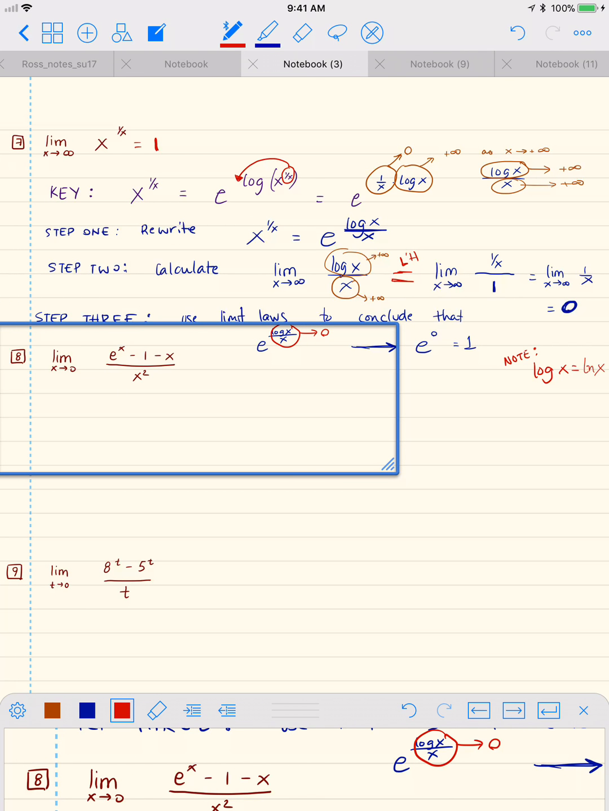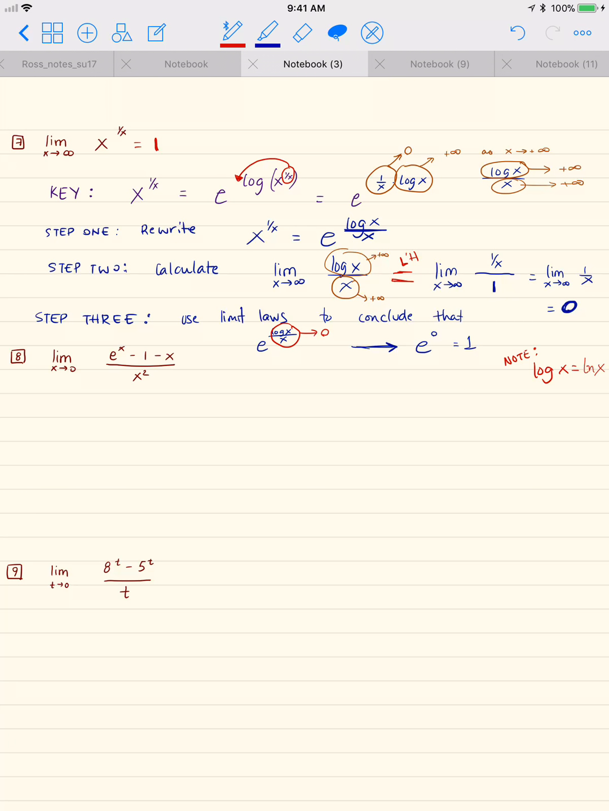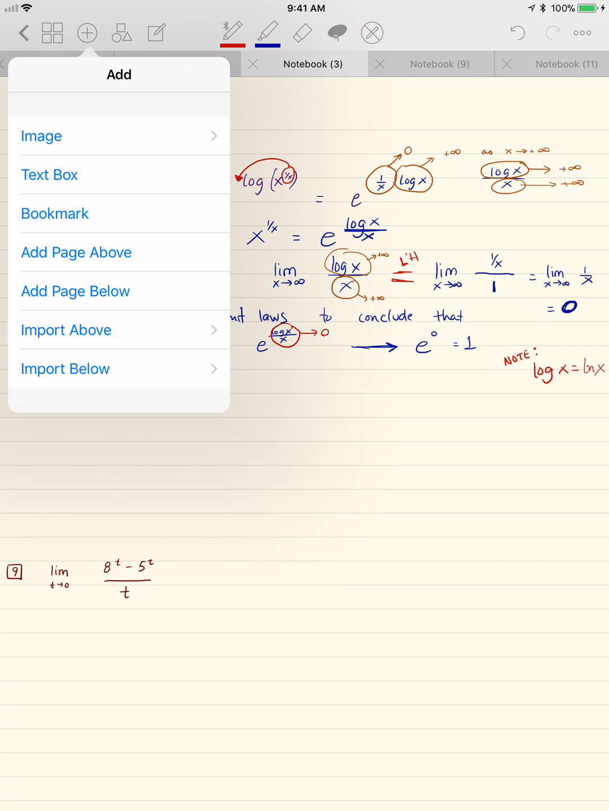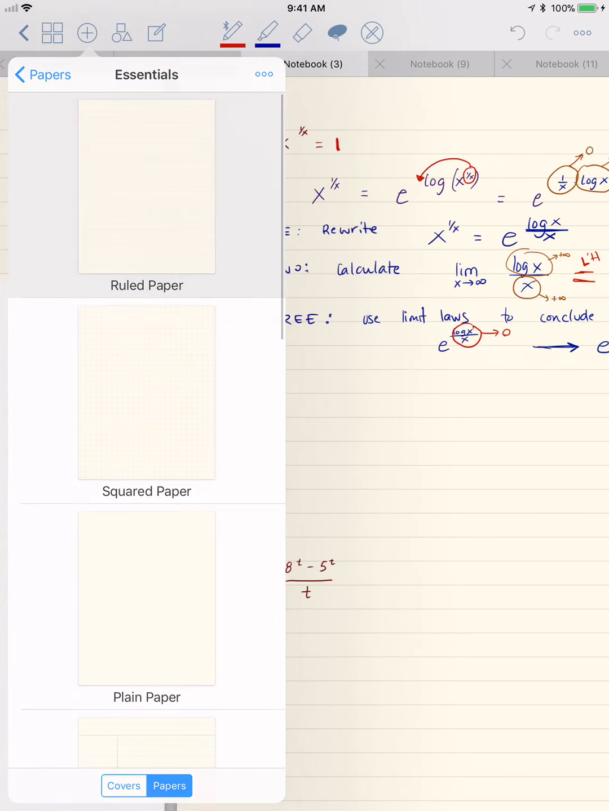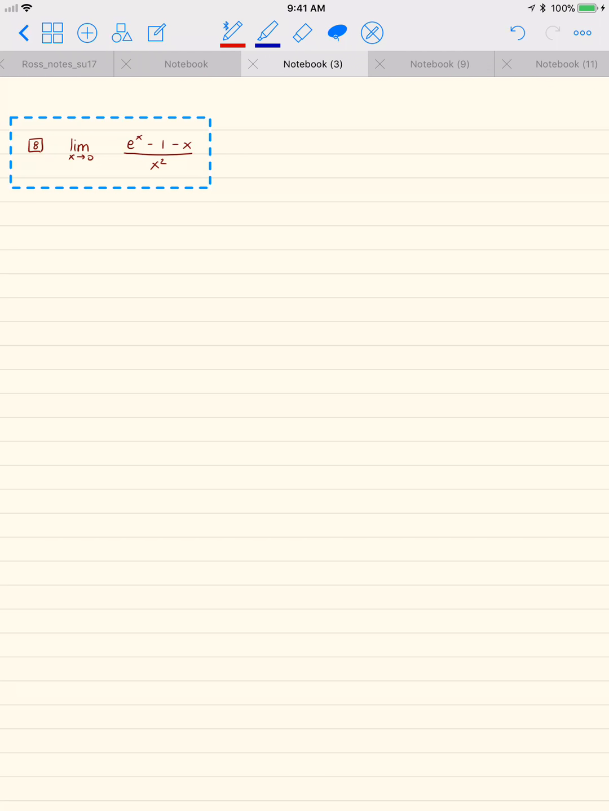Okay, let's do another. I'd like to open up a new sheet here so I can have space. Let's add a page below. Okay, so let's do number 8.